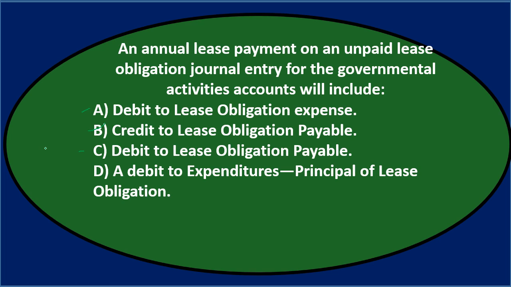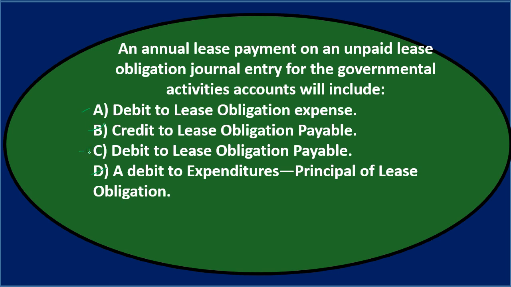D then says a debit to expenditures, principal of the lease obligation. Expenditures is going to be an account that would be used in a modified accrual basis, not in the governmental activities, which is on a normal type of accrual basis. So between A and C, we're going to be picking up C, debit to the lease obligation.